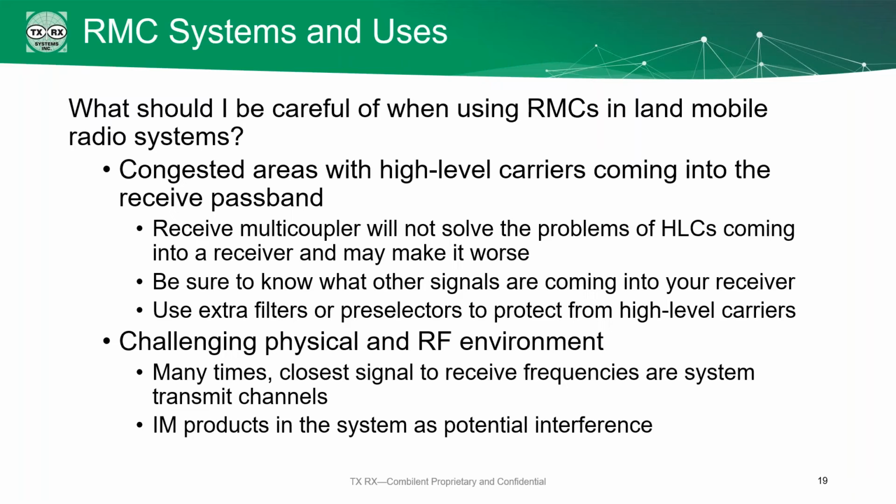This can be challenging physically if you have a fairly cluttered environment. As you saw before, that system that we were looking at was very massive, and that means that it takes up a lot of space in your equipment shelter. Not only that, but a lot of times the closest signal to your receive frequencies are actually your own transmit systems. So you need to make sure that you protect yourself from your own signals. Finally, there's also intermodulation products in the system because of multiple transmitters that can cause a potential interference. We'll talk about that in a few moments.